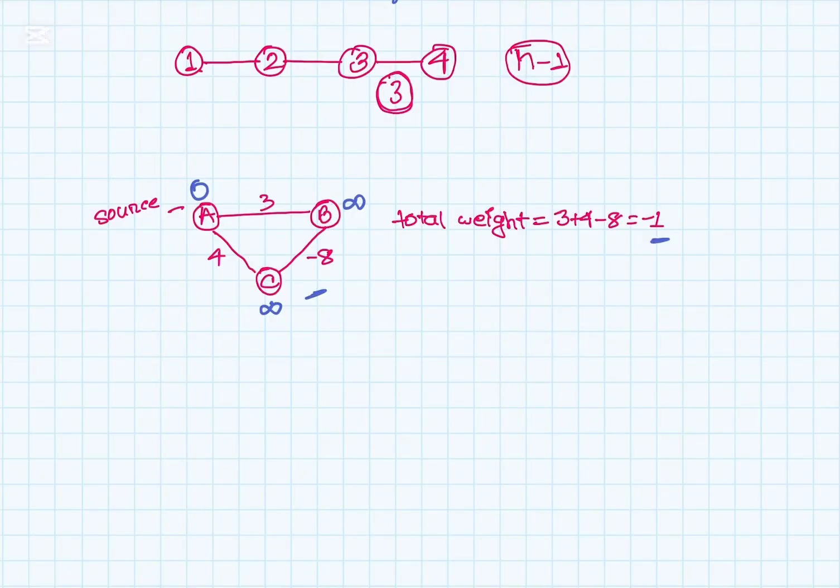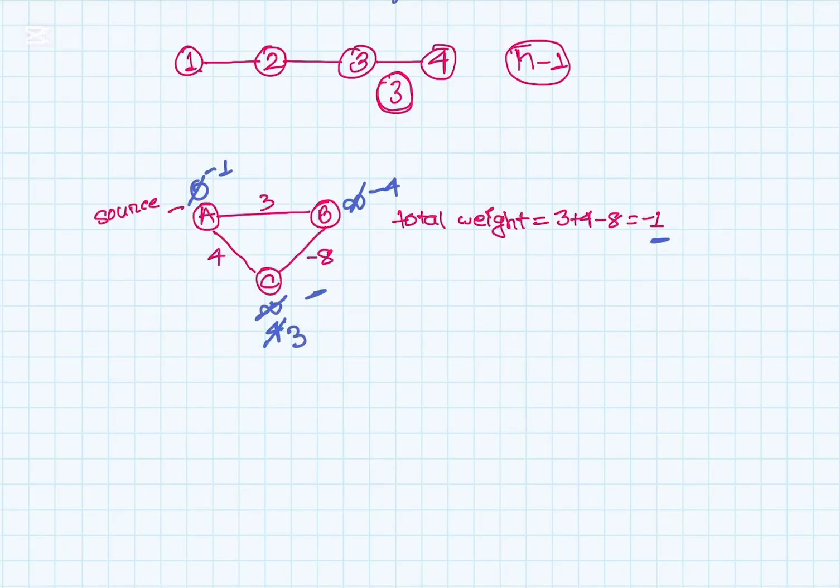From A to C, the edge weight is 4, so we'll update the distance from infinity to 4. 4 minus 8 is -4, so let's update the distance of B to -4. -4 plus 3 is -1, so it is smaller than 0. That means the distance of A to itself would be -1. So -1 plus 4 is 3, which is smaller than 4. So the new distance would be 3.